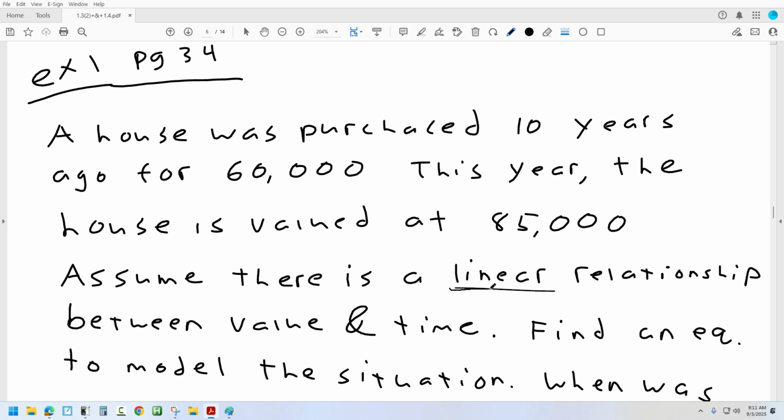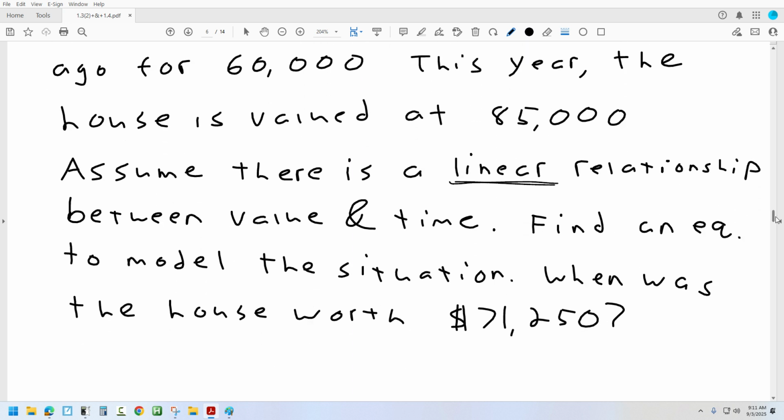If we didn't know that the relationship was linear, we wouldn't be able to use y equals mx plus b. Okay, but they're telling us, let's assume that it is linear. I want to find an equation that represents this situation. And then I want to figure out exactly when the house was worth $71,250.